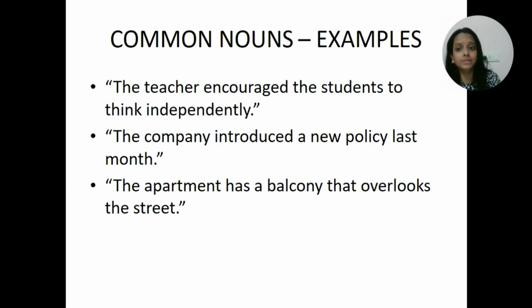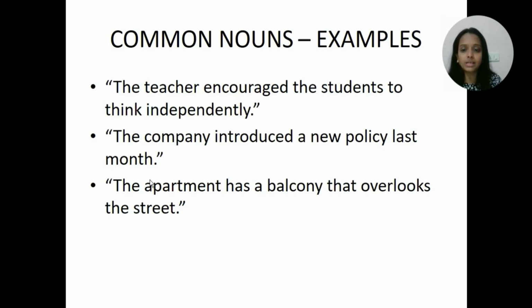Now look at these examples. The teacher encouraged the students to think independently. So in this sentence, teacher is a common noun because it's a general word, not the name of any specific person. And students is also a common noun because it refers to learners in general, not a named group. Another example, the company introduced a new policy last month. So again, company is a common noun. And then policy, new policy, that's it. We did not tell which policy, a specific rule or plan. So these are the examples for common nouns.